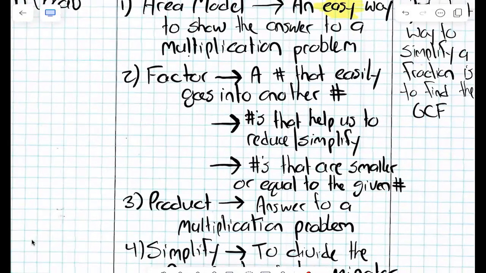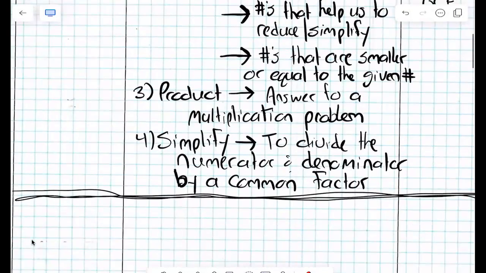Factors are numbers that help us easily get to another number, right? And they help us to reduce or simplify, right? Factors are always going to be smaller or equal to the given number. So a factor cannot be a factor unless it is equal to or smaller than the given number, because it has to be able to go into that number. You can't put a bigger number into a smaller number, right? You guys are good with product, you're good with simplify.